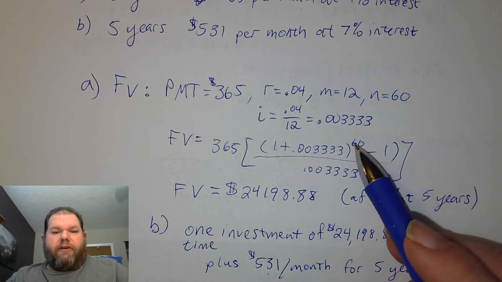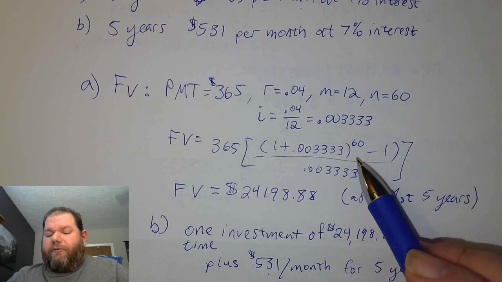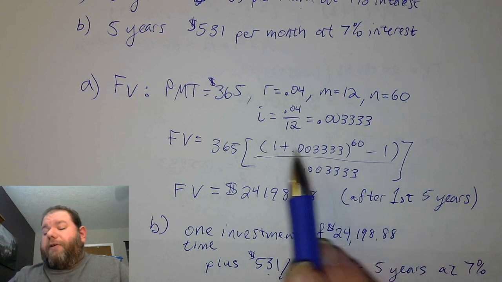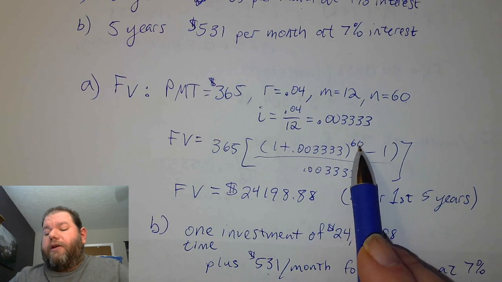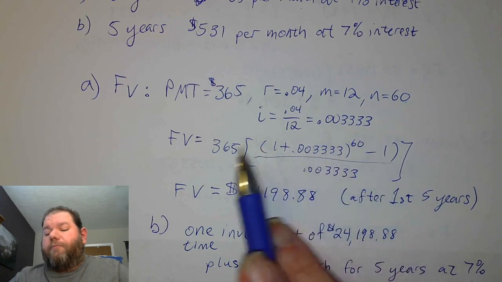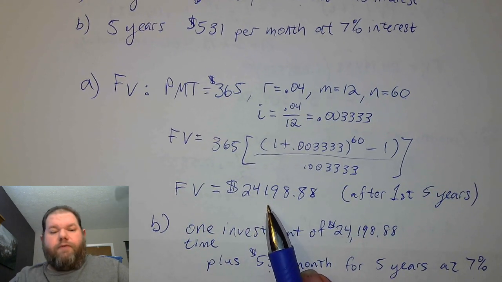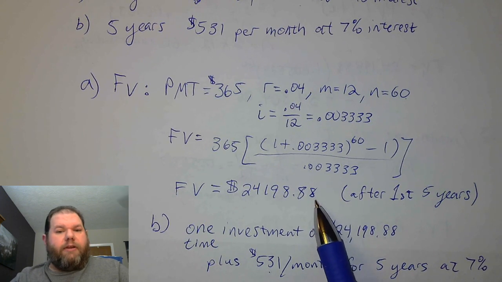That's why I went to 6 decimal places. Apparently they want us to go as far as we could possibly go in our calculators, which is not going to change it by too much, like we said. Anyway, we get our I value, plug it in here and here, N is right here, and then just calculate everything and multiply by 365. And we came up with the value of $24,198.88. I'm rounding to the nearest penny at this stage.